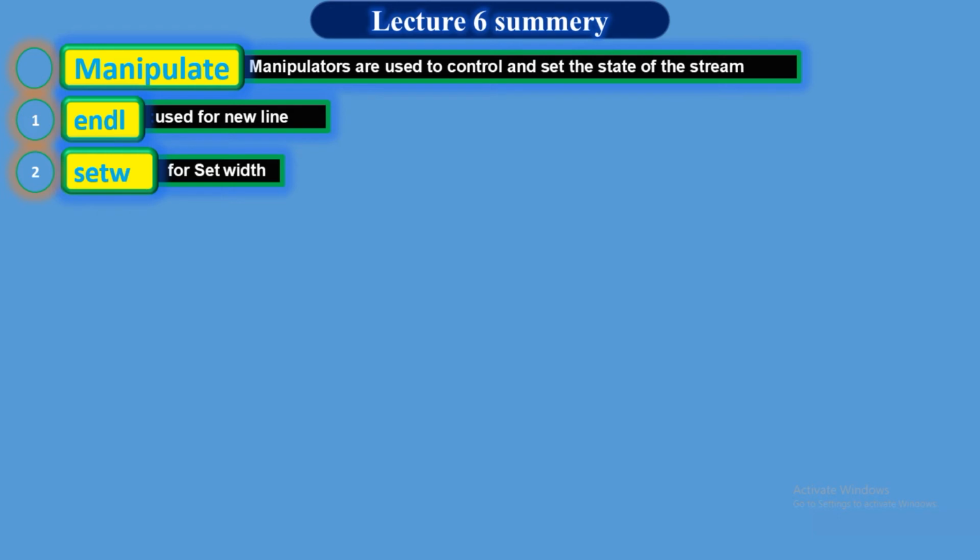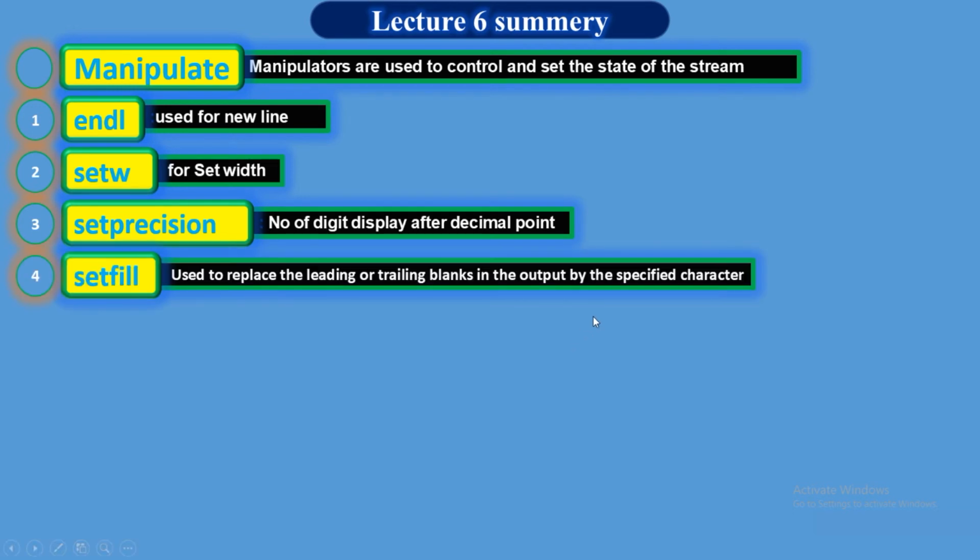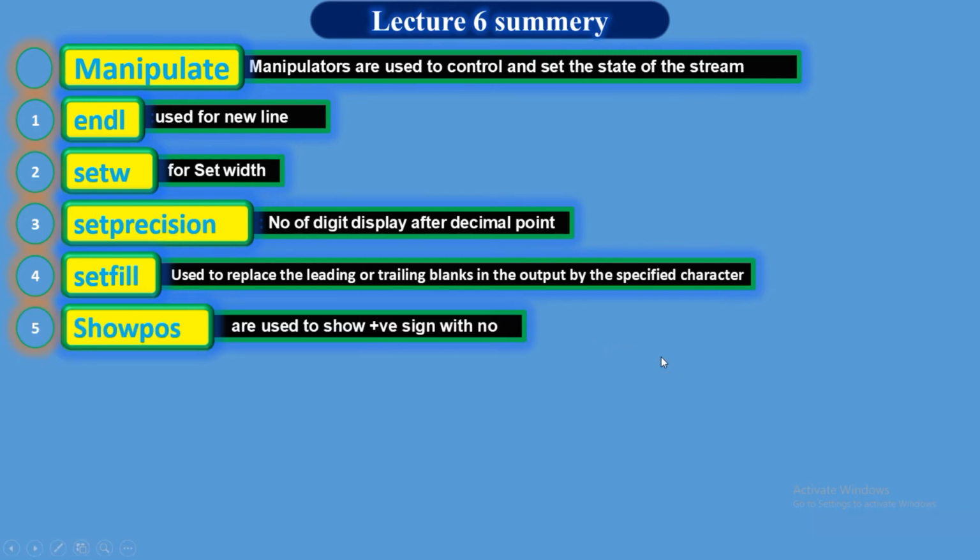Another manipulator is setw, used for setting width. Next we have setprecision, used for displaying the number of decimal points. Next we have setfill, used to replace the leading or trailing blanks in the output by a specified character. showpos, used for showing the positive sign with numbers.